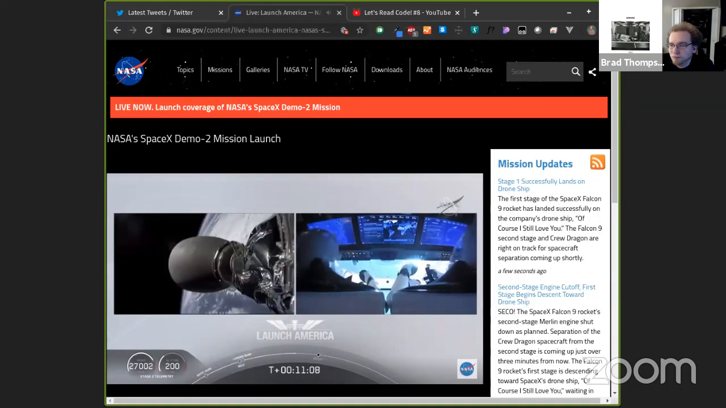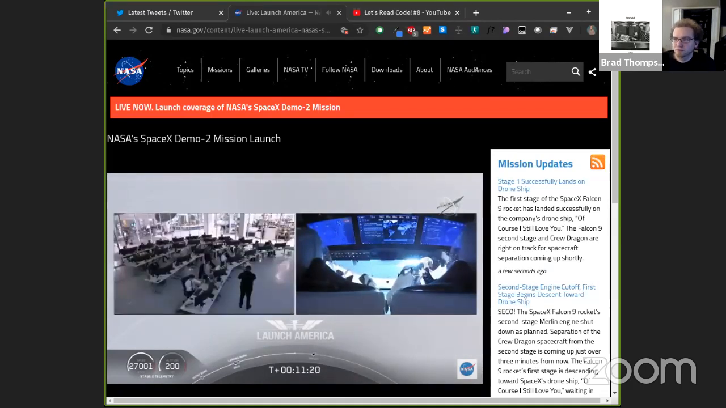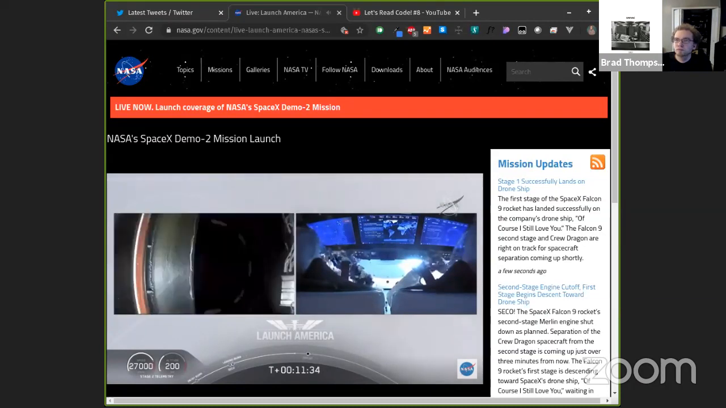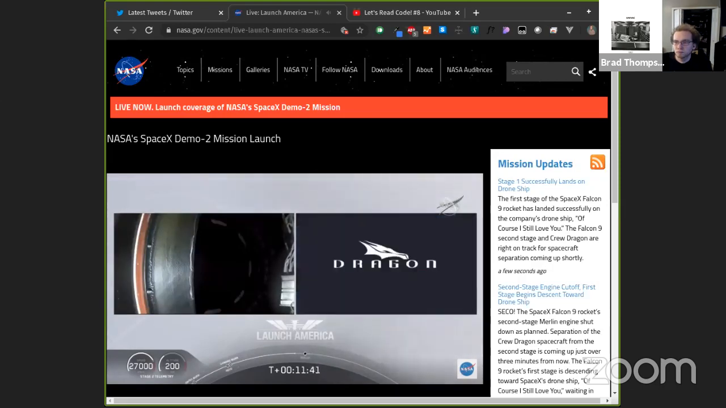Such cool views. I cannot get over this view that we're seeing right now, Bob and Doug on the big screen inside of Crew Dragon out in space. Already 200 kilometers over planet Earth, a little over 124 miles, traveling 7,700 meters per second, 16,000 miles per hour. We're just standing by. That separation event should be coming up shortly.